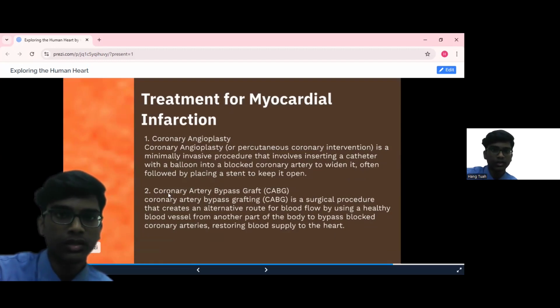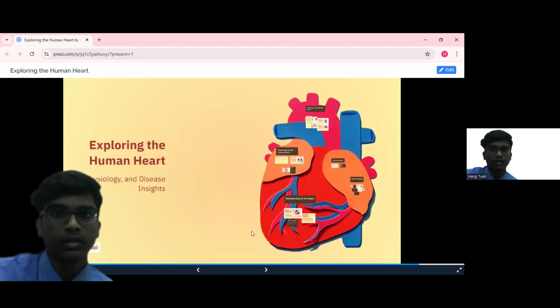The second way of treatment of myocardial infarction is coronary artery bypass graft, or we call it CABG. Coronary artery bypass grafting is a surgical procedure that creates an alternative route for blood flow using a healthy blood vessel from another part of the body to bypass the blocked coronary arteries, restoring blood supply to the heart.